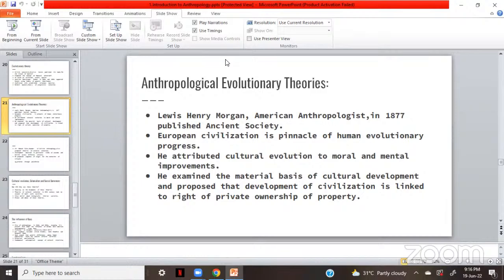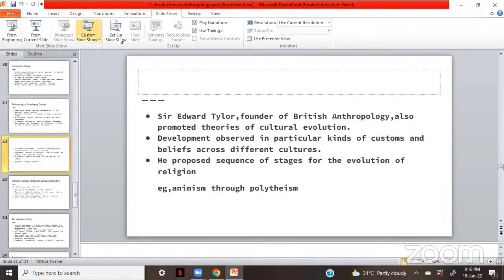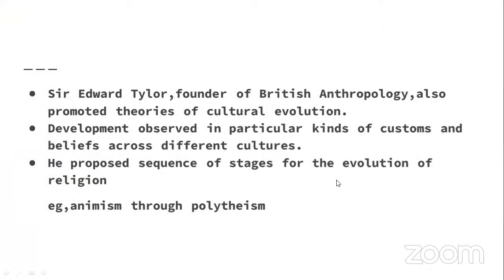Then we move to Sir Edward Tylor, who was the founder of British anthropology and also promoted the theories of cultural evolution. Tylor attempted to describe the development of particular kinds of customs and beliefs that are found across many cultures. For example, he proposed that there was a sequence of stages of evolution of religion, like animism, which is basically the belief in spirits, through polytheism, the belief in many gods, to monotheism, the belief in one god.